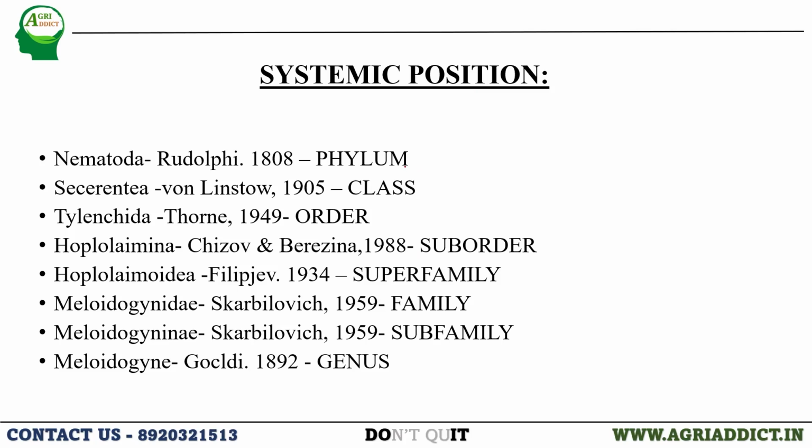Coming to systemic position, we know that nematodes belong to phylum Nematoda, class Secernentea, and order Tylenchida. It is a common thing. You will know that most plant parasitic nematodes belong to the same phylum Nematoda, class Secernentea, and order Tylenchida. Coming to suborder, it belongs to Hoplolaimina, superfamily Hoplolaimoidea, and family Meloidogynidae.